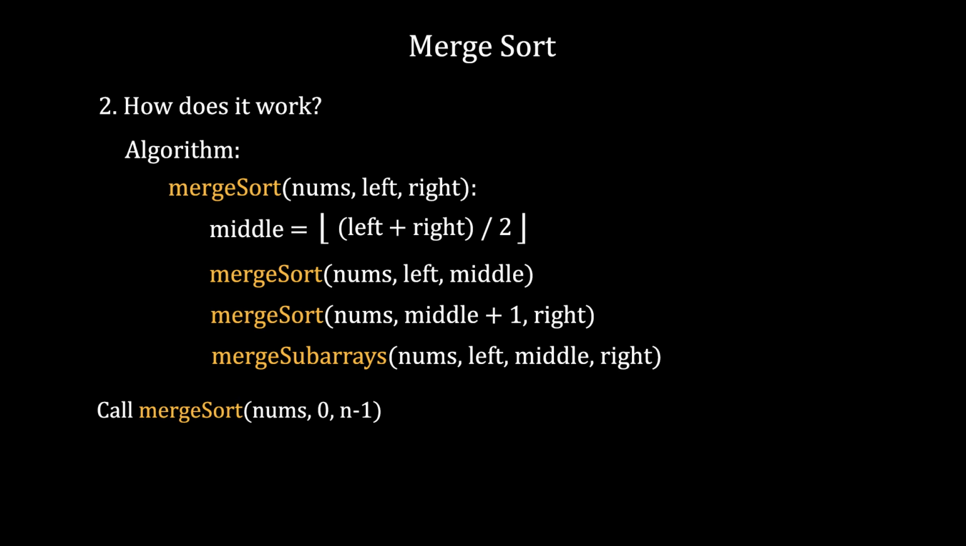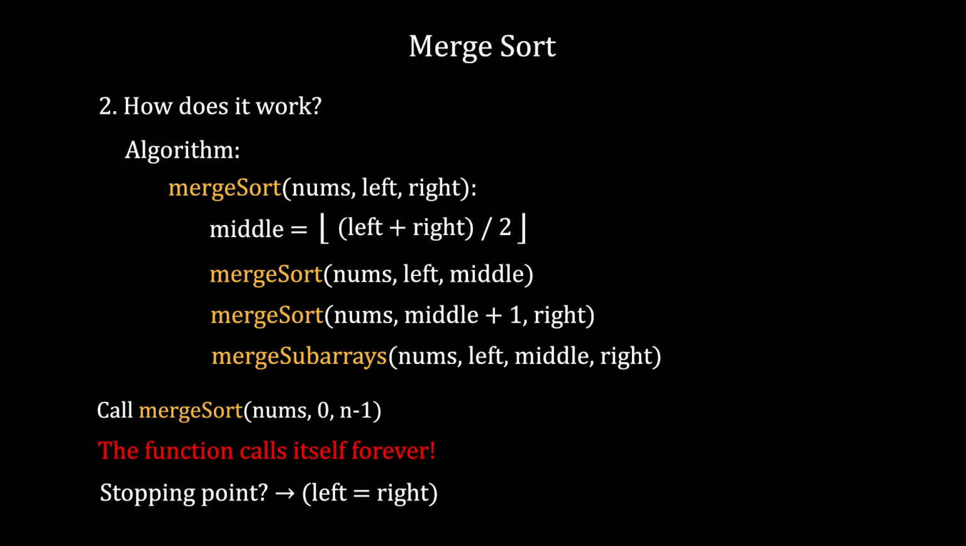But there is one problem with this algorithm that you might not have noticed. The merge sort function calls itself forever, so the algorithm actually never stops. One more thing that we really need to be careful at is that whenever we implement a recursive function, we need to define well the stopping point. This stopping point actually represents those subproblems that became so simple that they are already solved. And those subproblems are those subarrays which only have one element. Or in other words, left equals right. And that is because the subarrays which only have one element are already sorted.